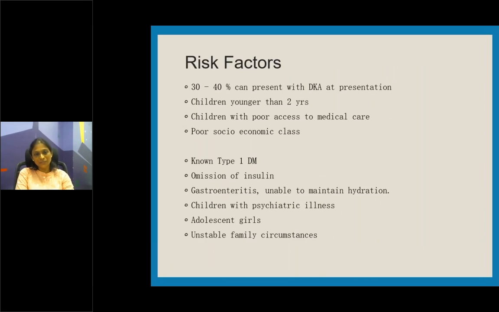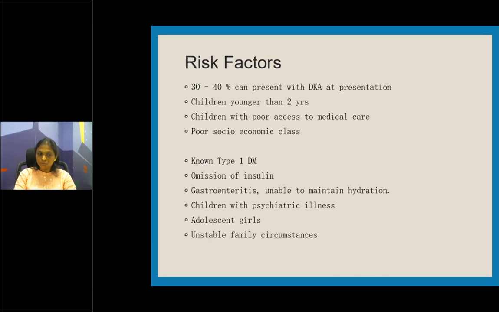Nearly 30 to 40% of children present with DKA at the time of first presentation. That is, they are not known type 1 diabetic children. At presentation they have DKA, and later they go on to be diagnosed with type 1 diabetes mellitus. Risk factors include children younger than 2 years of age and children with poor access to medical care and poor socioeconomic class. The latter two, because there is a delay in the diagnosis, go in for a severe DKA, and the diagnosis gets delayed and the severity of DKA becomes more.